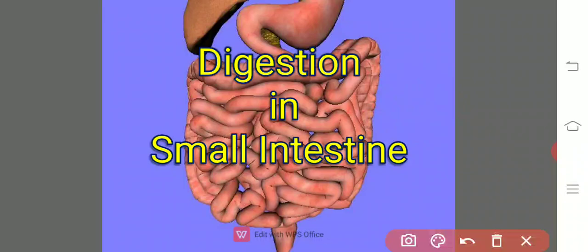So bile pigments, as we know, are bilirubin and biliverdin, which color the fecal matter. Now, bile salts are basically glycocholic acid and taurocholic acid. Whenever these two are mixed with sodium and potassium, they form the sodium and potassium salts of the bile juice, that is sodium glycocholate, sodium taurocholate, potassium glycocholate and potassium taurocholate.